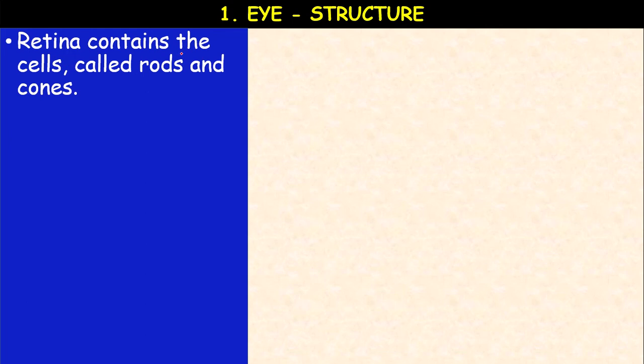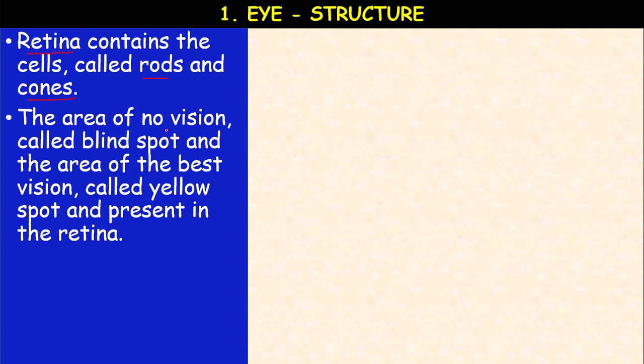The retina is the innermost layer now. The eye has how many layers? 3 layers. Outer sclera, middle choroid and inner retina. The retina is the innermost layer. It contains photoreceptor cells. Receptor cells which receive the light are called photoreceptors. These photoreceptor cells are called rods and cones.